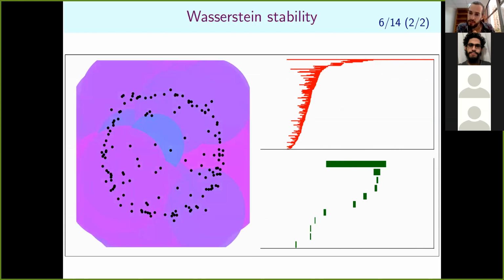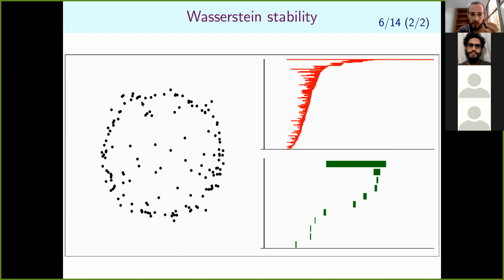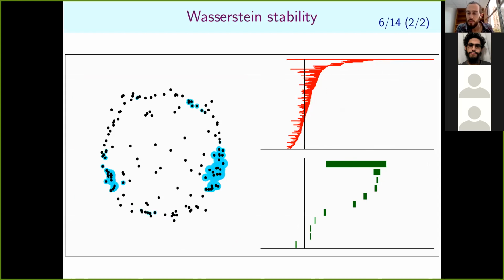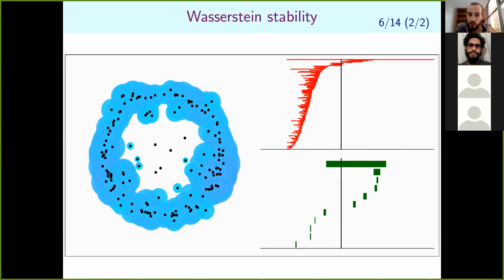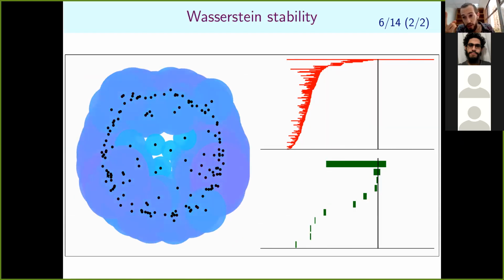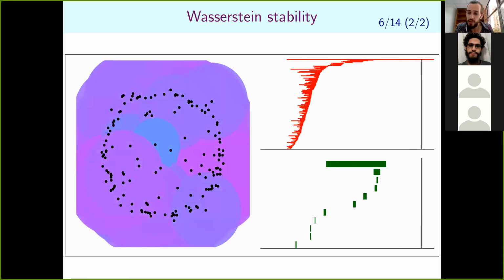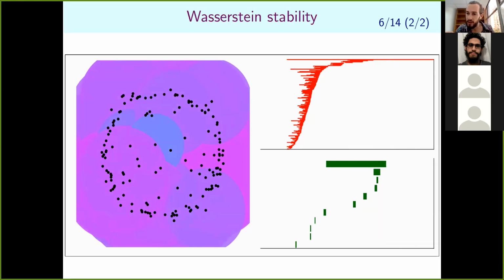So the idea is to not thicken your data set uniformly on each point, but you would put larger balls in high density areas of your data set. And well, as you can see here, we obtain very nice barcodes, right? One long green bar and one long red bar that reflects the homology of the underlying circle.